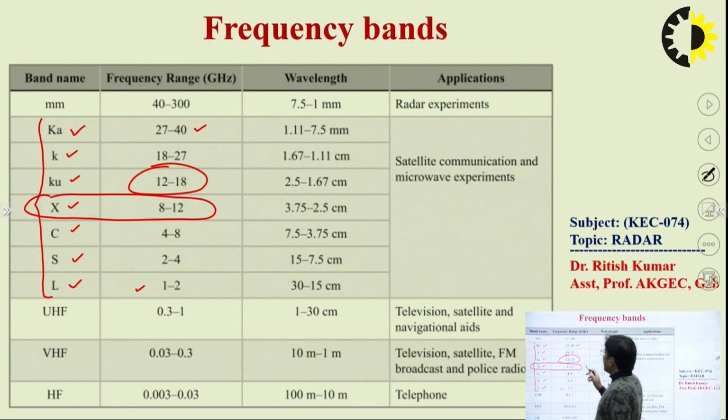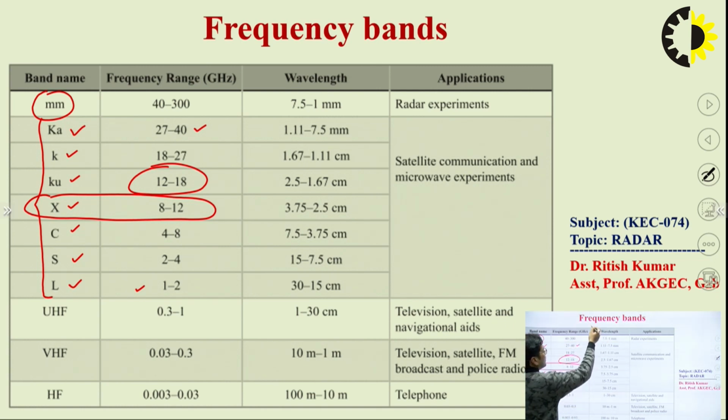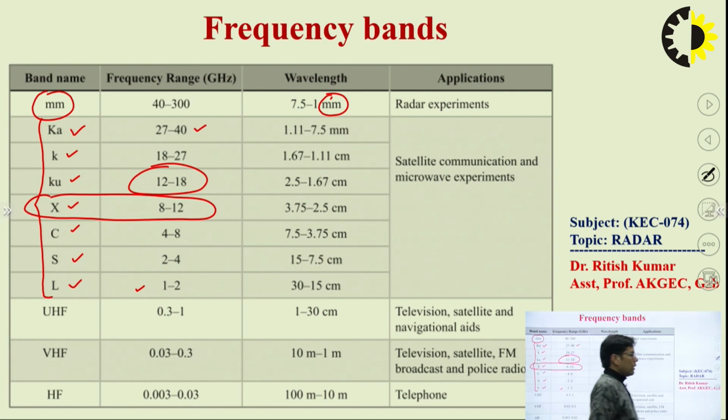Now beyond 40 gigahertz, the band is known as the millimeter wave band. Corresponding to this frequency range, we have mentioned the wavelength in the third column. You can observe here that the wavelength is coming in the unit of millimeter. So the wavelength is in the range of millimeters. That's why we call this band the millimeter wave band.